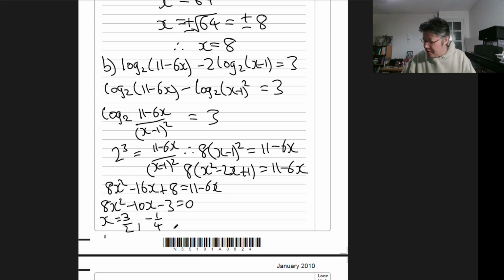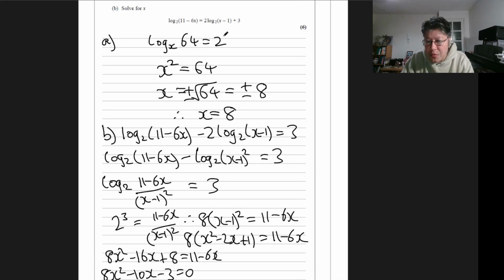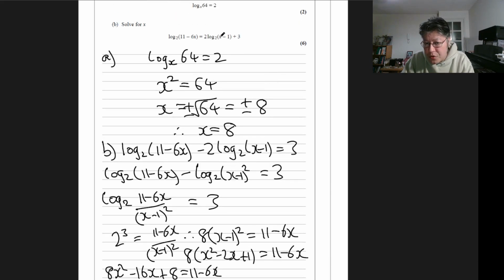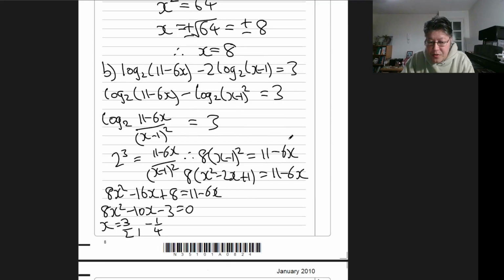But now we have to be a little bit careful when we have logs. You can't just plug anything into a log. The answers can be negative, that's not an issue. The issue is if you substitute it into the original, we mustn't get a negative inside the log. So let's test, for example, x equals minus a quarter. If we plug that into the original, into here, that's x minus 1. Minus a quarter minus 1 is a negative, and you can't plug a negative into the log. So we have to exclude this solution. This will not be acceptable.